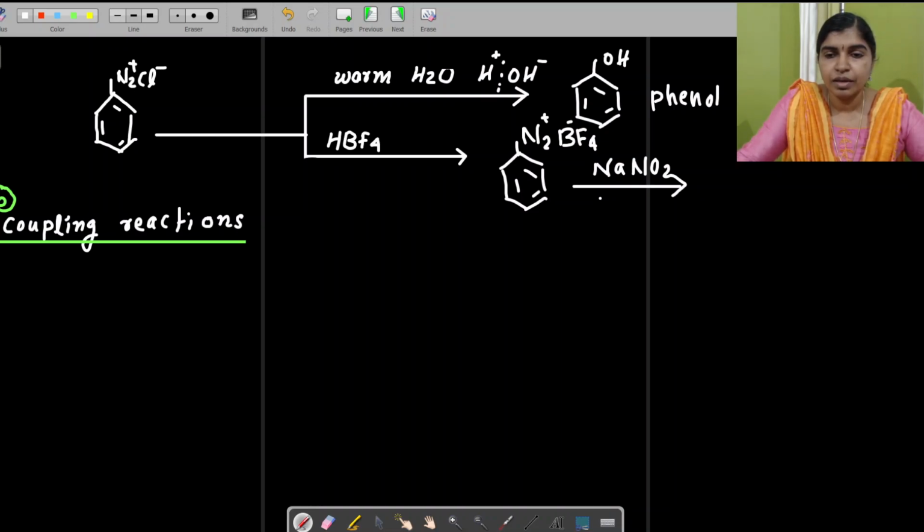followed by copper and on heating. So two-stage process ആണ്. Sodium nitrite followed by the addition of the copper and on heating, you will get another product, means nitro group is substituted instead of fluorine here.